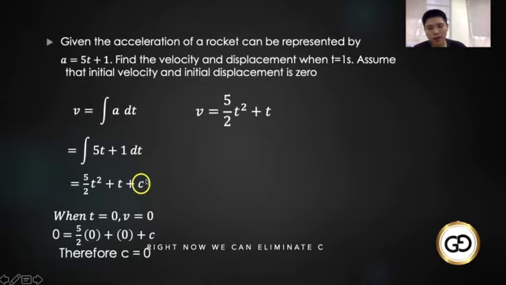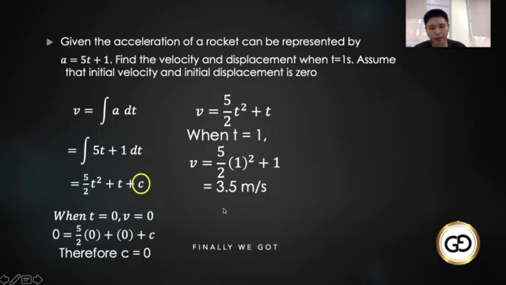Now we can eliminate c, and we got the final function of velocity in terms of time. Alright, so what we want to find now is the value. So we need to substitute the time is equal to 1 second here. And finally we get 3.5 meters per second. And we do the same to find the displacement. So how do we get the displacement? We integrate what? The velocity, yes.